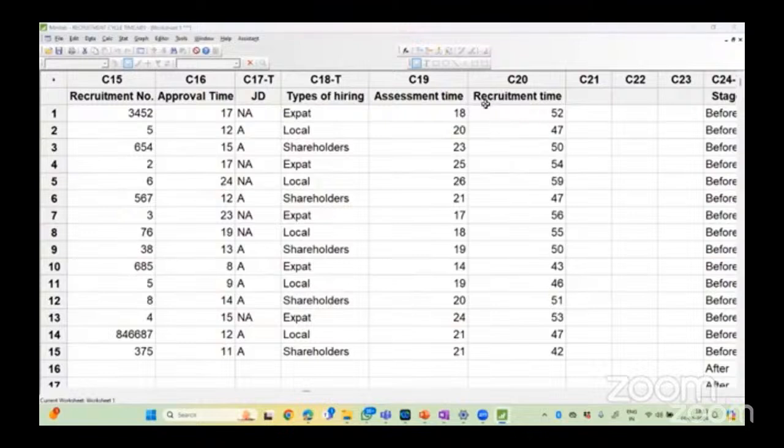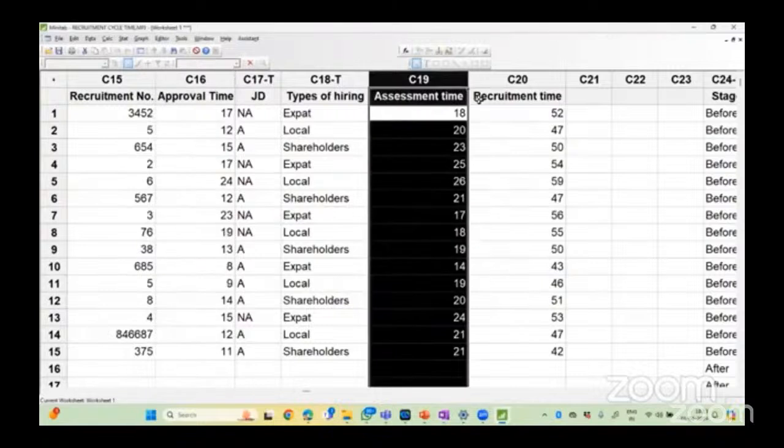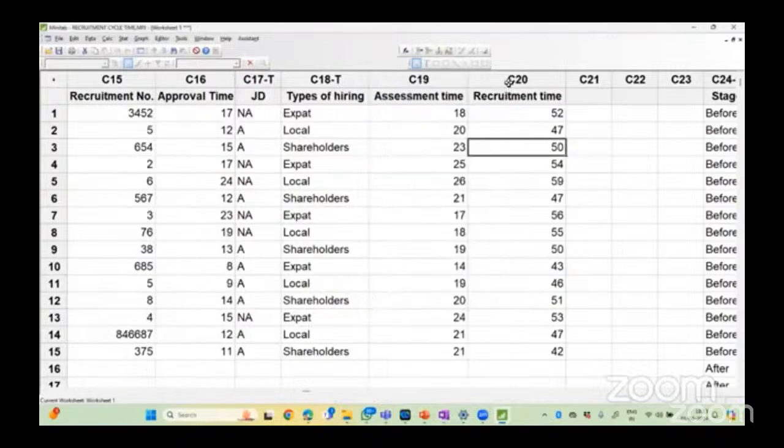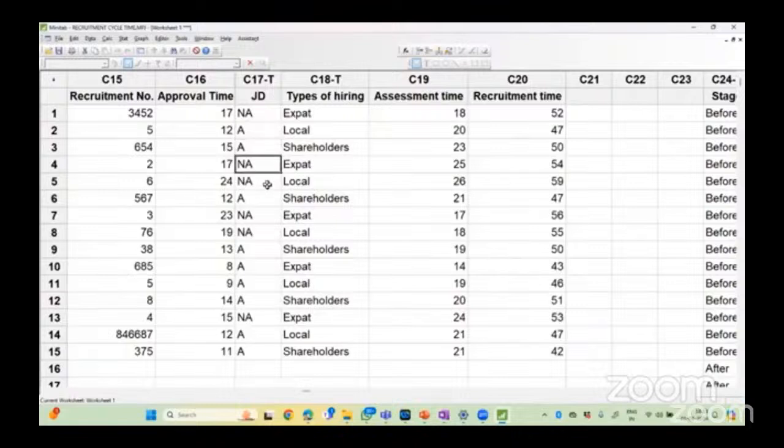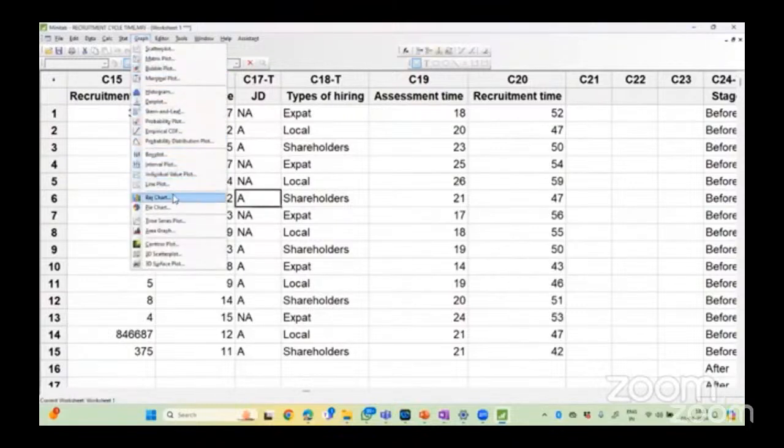So I just gave you an example of scatter plot, and now you have got that your approval time is the root cause, but assessment time is not the root cause. How about recruitment time and job description availability? I cannot do a scatter plot here because job description availability is attribute data. So I will do a box plot. So let me do a box plot here.